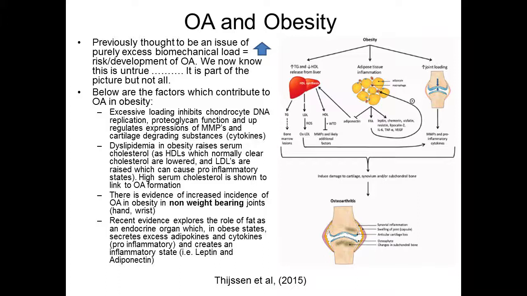And recent evidence explores the role of fat adipose tissue as an endocrine organ, which in obese states secretes excess adipokines and cytokines, which are pro-inflammatory and create, again, that low-grade inflammatory state that we just mentioned, which can contribute to a variety of different pathologies throughout the body, osteoarthritis being one of them. In a nutshell, if you contain more fat in your body than you do lean muscle, then it creates a poor physiological environment with things like this starting to occur.